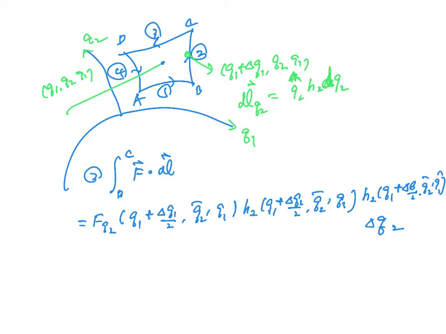How about 4? 4 is going down. It is supposed to be going down, right? So the direction is minus Q2. So minus F Q2, Q1, and this point is actually Q1 minus delta Q1 over 2, Q2, Q3.